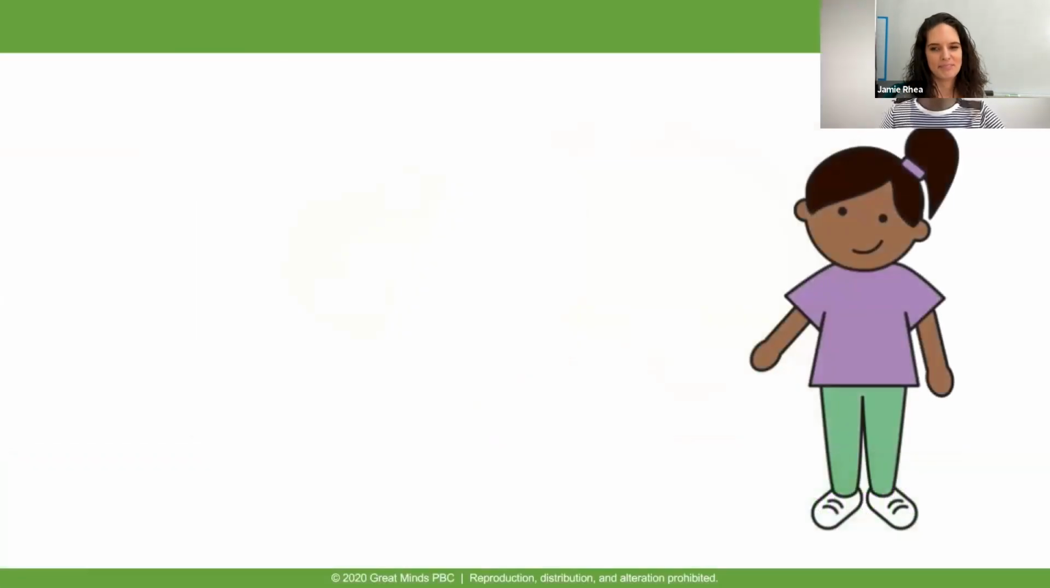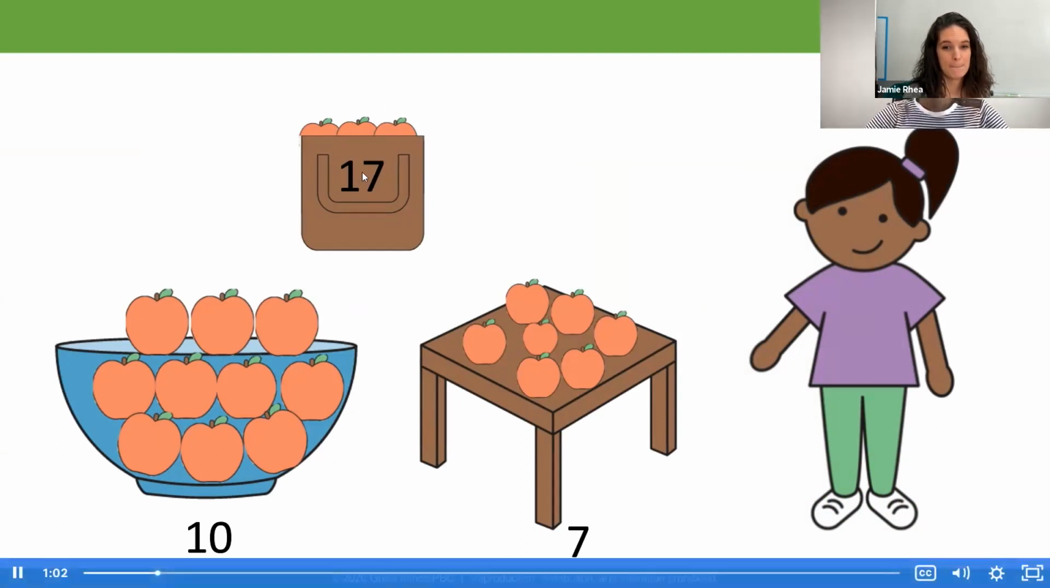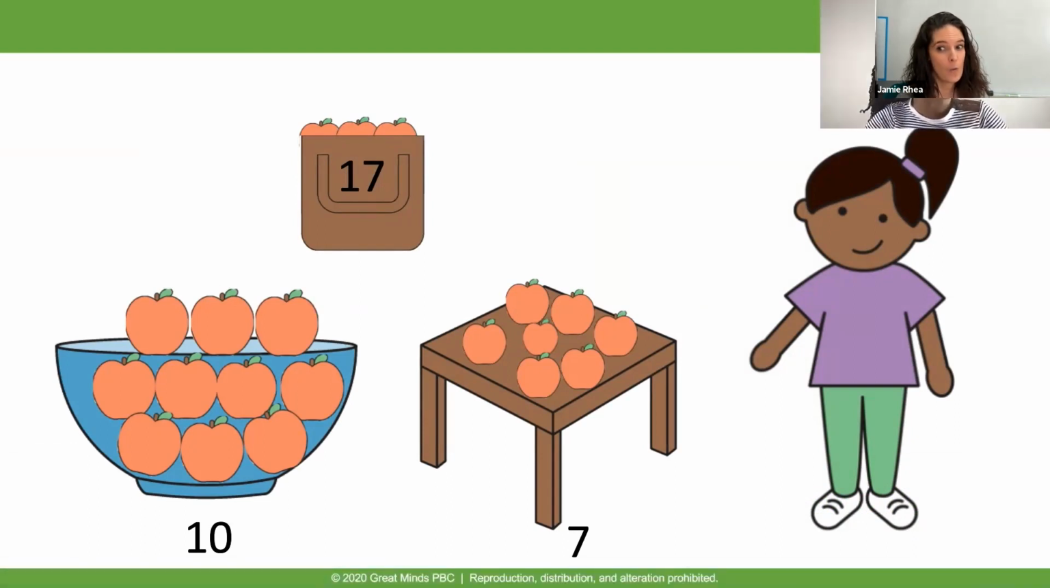First story. Isa brought home 17 apples. She put 10 in a bowl and 7 on the table. Let's stop there and process or think about the information that we just learned. How many apples did Isa bring home? She brought home 17 apples. Here's her bag of 17. That's right. She brought home 17 apples, which means that is our whole. That is our whole. Yes, that is our whole. Well, what are our two parts?